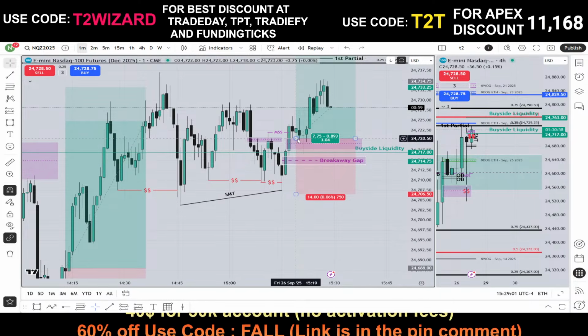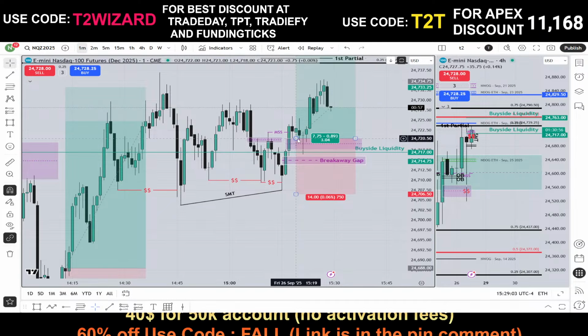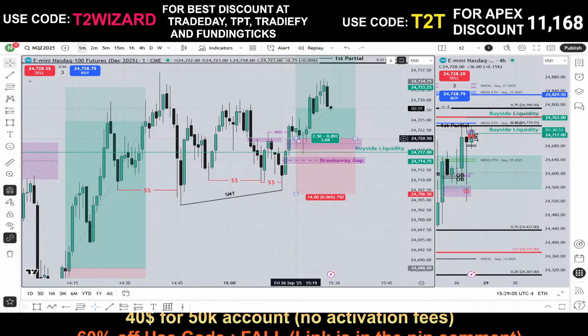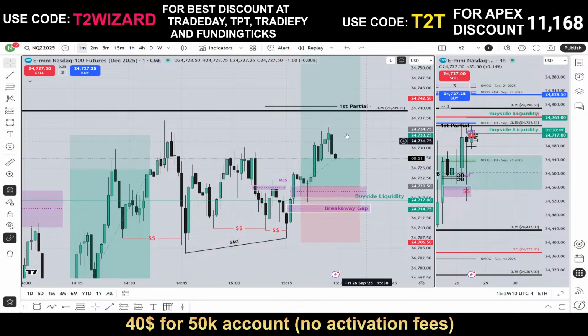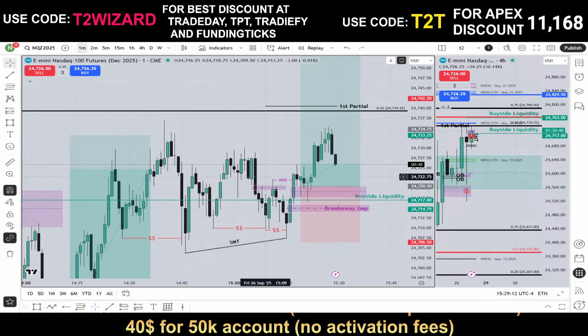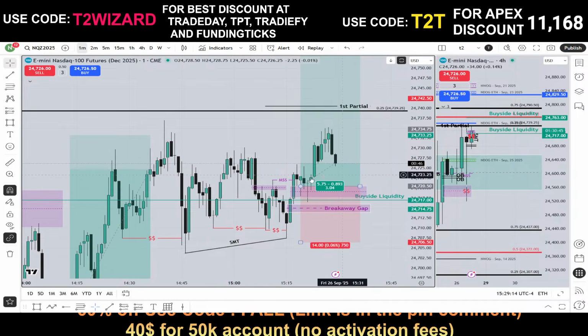Time 3:19. What is wrong? Who is stopping you to take this trade? Around the PM session, it is a bit low volatility, just a bit low volatility.